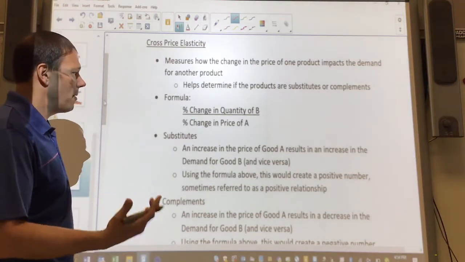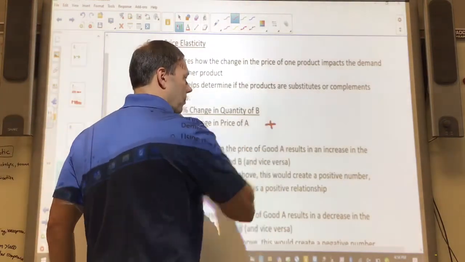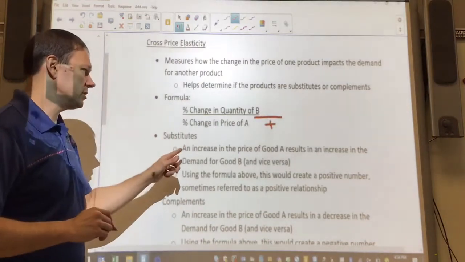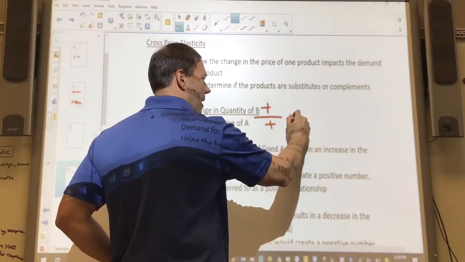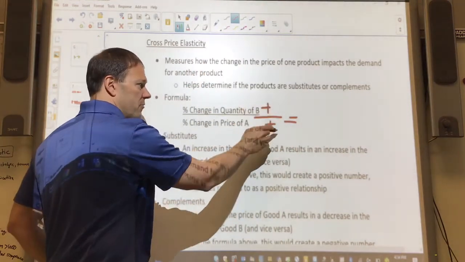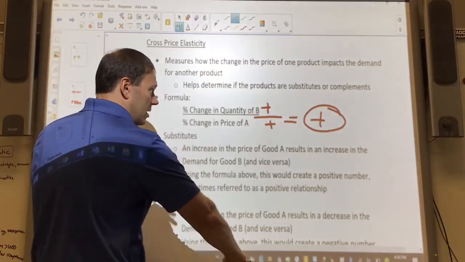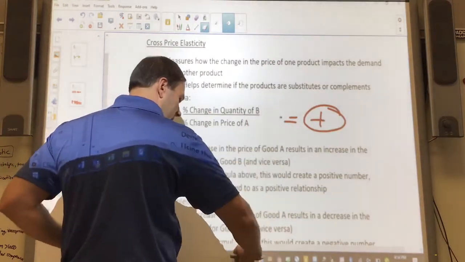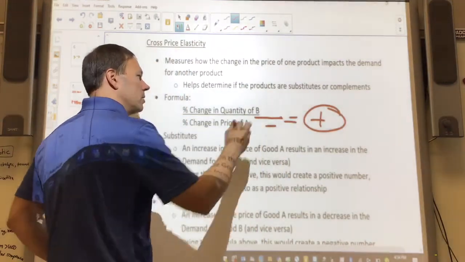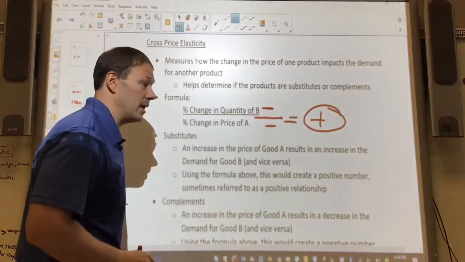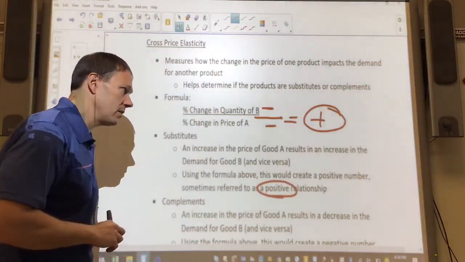Okay, so how this would work, for substitutes, you raise the price of good A, so I'm going to put a plus there. If you raise the price of good A, and there's an increase in the demand for good B, whatever the numbers are don't matter so much. The most important thing is if you divide a positive by a positive, you come out with a positive number. The same is true, by the way, in reverse. If you lower the price of good A, which would be a negative, and the demand for the other product goes down or decreases, a negative divided by a negative is, guess what? Also a positive.